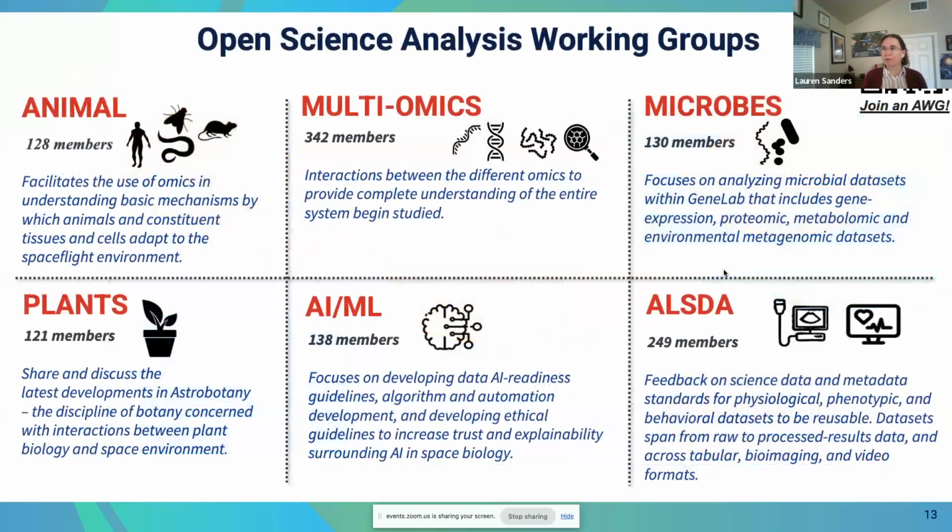So as of today, we have 6 analysis working groups. The animal, plant, and microbe groups focus on specific aspects of space biology. The multiomics and AIML groups focus on specific analytics of the data in OSDR. And the ALSDA working group provides feedback on the different types of data and making these metadata standards maximally reusable. So we invite everyone who's interested in contributing to space biology research to join the AWG.